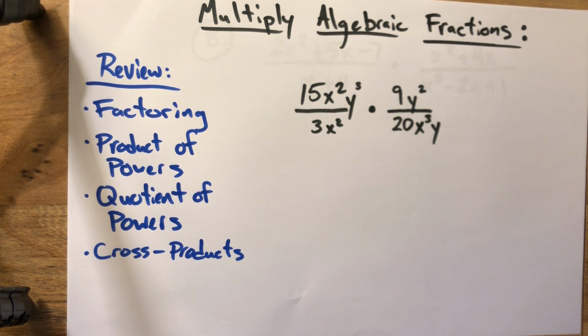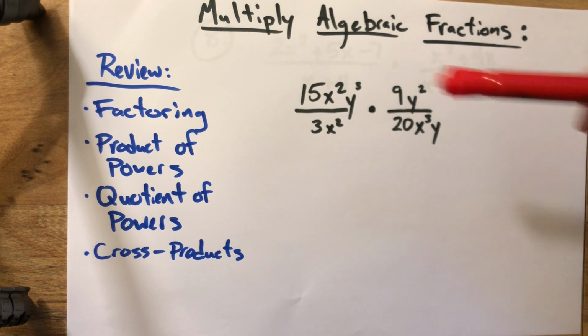So let's take a look at how this affects our first problem. I have 15x squared y to the third all over 3x squared being multiplied by 9y to the second all over 20x to the third y. Now, first things first, we're going to look at cross-canceling. You can do this problem a couple different ways.